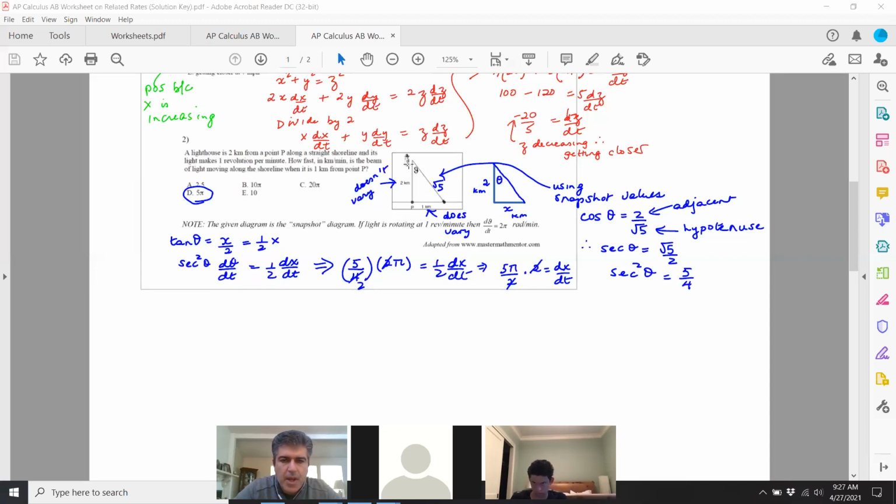And it would help to find the hypotenuse, so we can do the secant, evaluate it, and do secant squared. But again, we're trying to solve for the rate of the horizontal leg, not the hypotenuse. Sorry if I said that earlier. And they solve for dx over dt, and you get 5 pi.